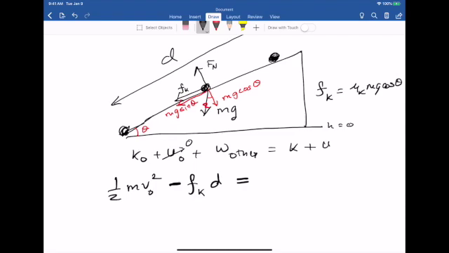Now, what about the final position? What's the kinetic energy? Kinetic energy is going to be 0 over there because it comes to a stop. And what about the potential energy? The potential energy would be mgh, where h is the height of the truck when it comes to a stop. What is the relationship between d and h? You can see that they're related. They form a right angle triangle. D is the hypotenuse of the right angle triangle, and so h is simply d sine theta.